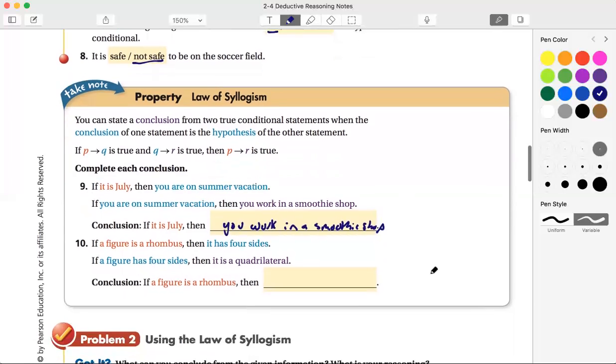All right, same thing with number 10. If a figure is a rhombus, then it has 4 sides. If a figure has 4 sides, then it is a quadrilateral. So therefore, if a figure is a rhombus, then it is a quadrilateral.